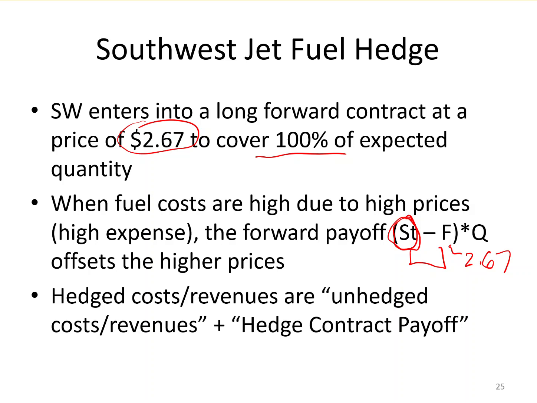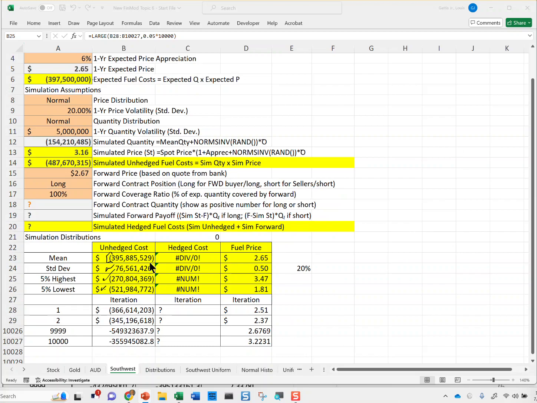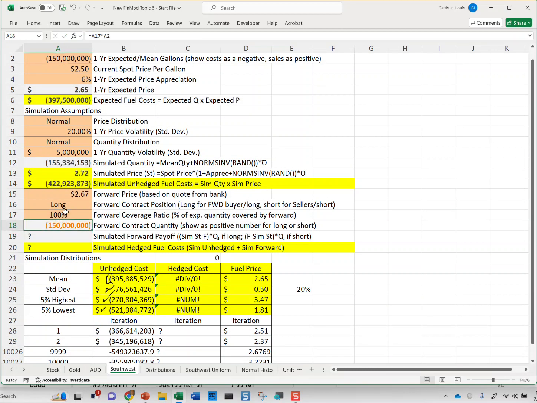Now, what we're going to do is run this simulation of the payoff of the forward, and the hedged cost is going to be that unhedged number we just calculated in the last section plus the payoff of the forward contract. So we'll go back to the spreadsheet, and we're going to create a formula here that they're going to hedge 100% of their quantity. So I'm going to do 100% of 150 million here, and I'm going to make that a positive number, just the way I've modeled it here.